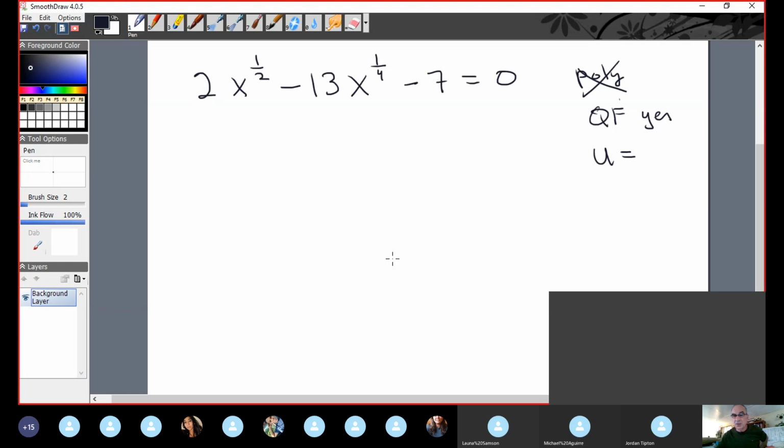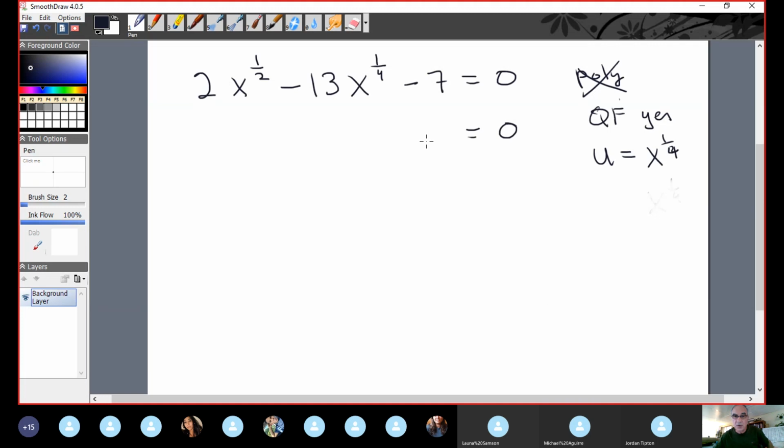So what is the expression that you define as U? 1/2 or 1/4? Some people say 1/2. Some people say 1/4. What is the smaller, 1/2 or 1/4? 1/4. So 1/4, not 1/2. Sorry, 1/4. You take the smaller exponent, which is 1/4.